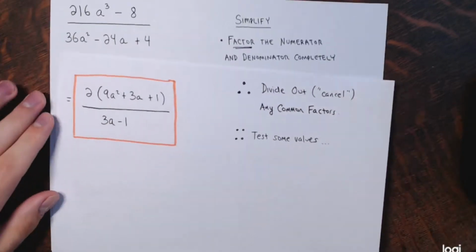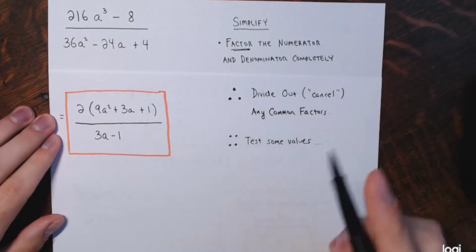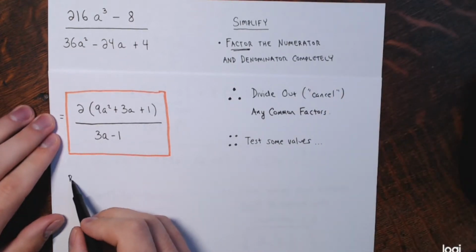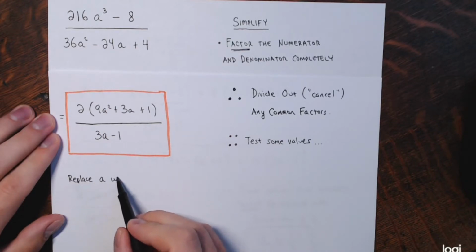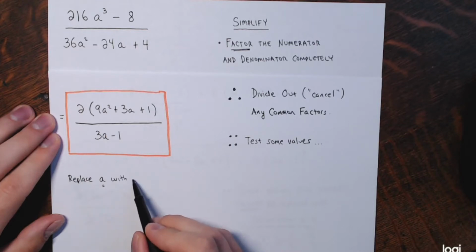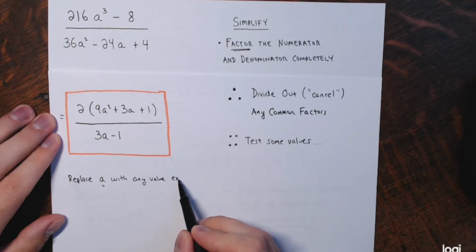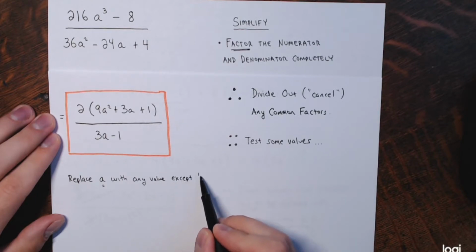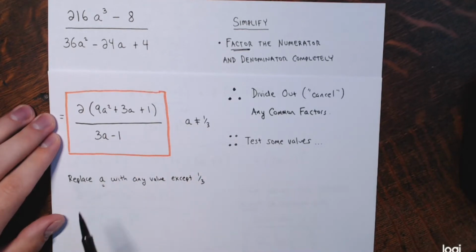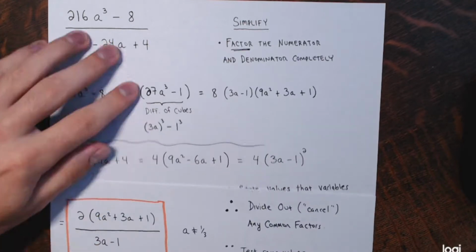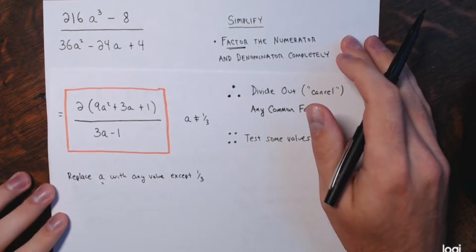Look at the first, go back to the original and replace a with any value you wish. Replace the variable a with any value except 1/3. Remember I said that earlier, a cannot be 1/3 because that'll make a denominator of 0 throughout the problem. Anytime throughout the entire problem, if there's a denominator of 0, that's not good.